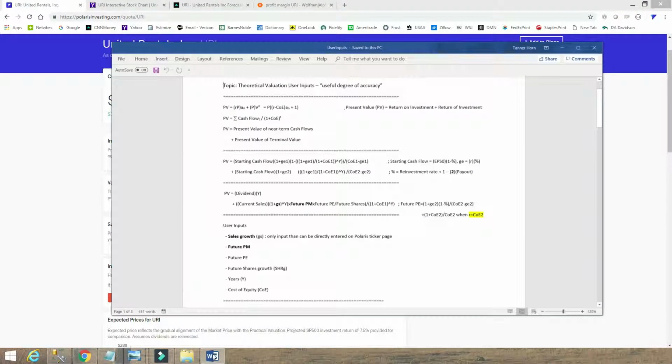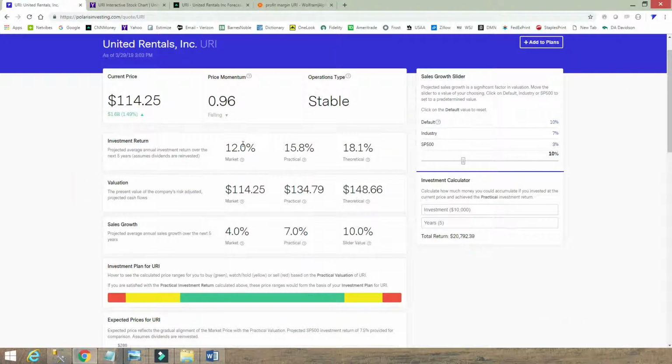All right, so let's see where we're at relative to the formula that's used by Polaris. We factored in the growth of sales and future profit margin. We've looked at the future PE. What's left is, yeah, we saw a little bit of buyback going on, but I think that's reasonable with what's been discussed in the news by United Rental. And the cost of equity is quite high, as we see here at 12%. But again, based on the amount of debt, that seems reasonable.